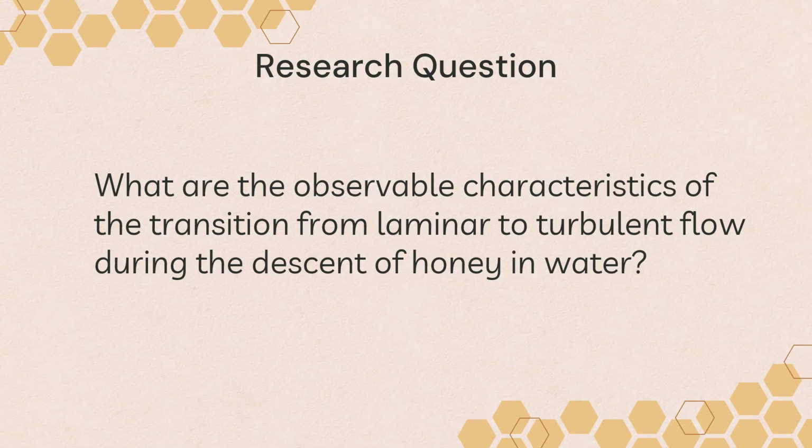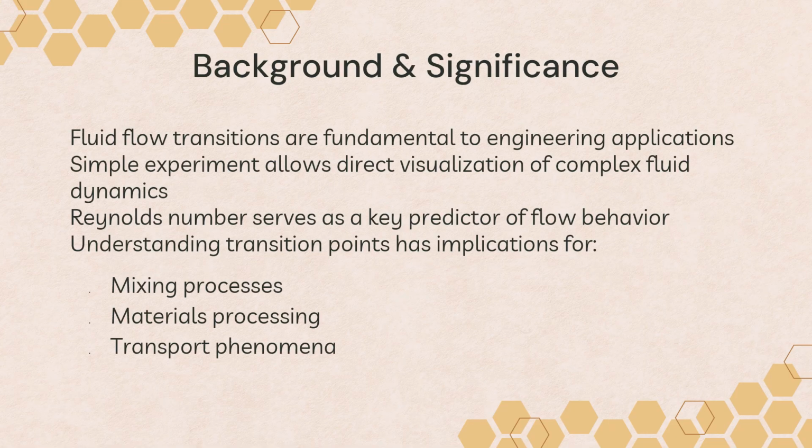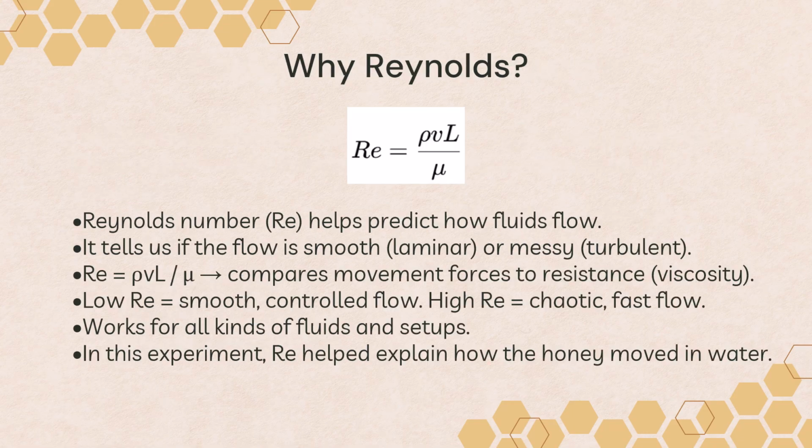The core question driving this project was, what are the observable characteristics of the transition from laminar to turbulent flow during the descent of honey in water? This question allowed me to directly visualize a flow regime transition in a household setting, making fluid dynamics more tangible. Understanding fluid flow transitions is essential in many engineering applications, from chemical mixing and heat exchangers to materials processing and transfer systems. For this experiment, I chose the Reynolds number as my main model, and here's why.